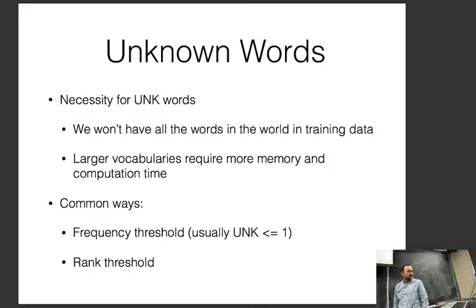Another way to do this is through a rank threshold. So you say, I'm going to take the top 10,000 words, and everything else is going to be unknown. Recently, there's been a move towards using models of subwords or models of characters, which I'll also talk about later. But assuming we want to use words themselves, these are common methods to do so.